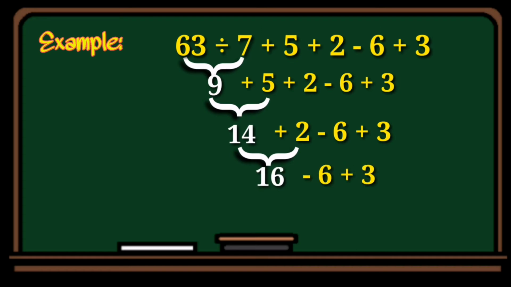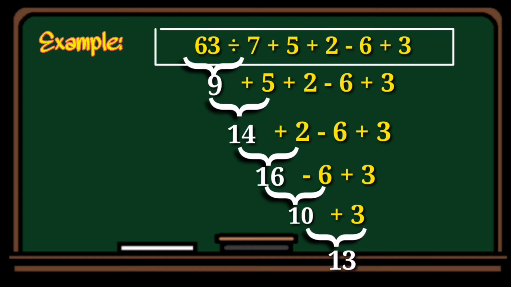Next is 16 minus 6, the answer is 10, and then bring down plus 3. And then we only have one operation left, which is addition. So 10 plus 3 equals 13. So the answer for 63 divided by 7 plus 5 plus 2 minus 6 plus 3 is 13.